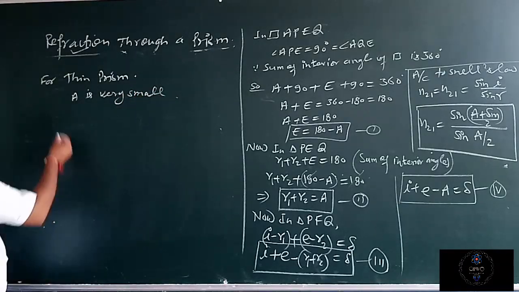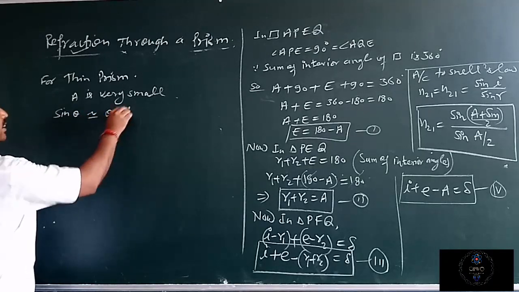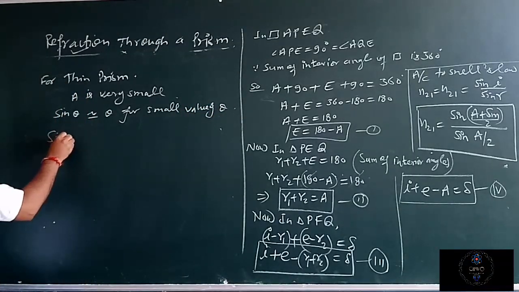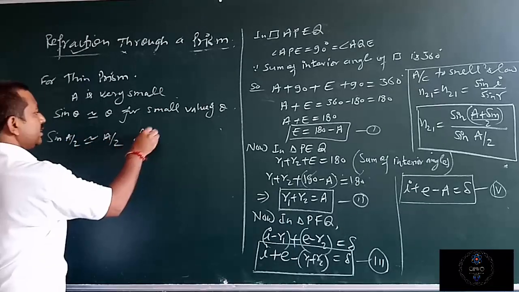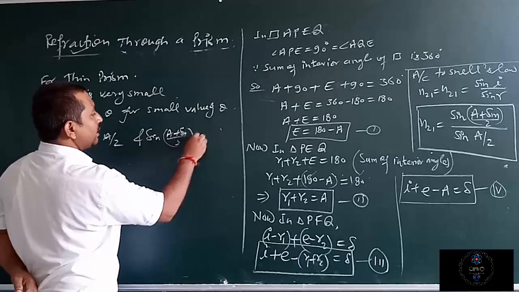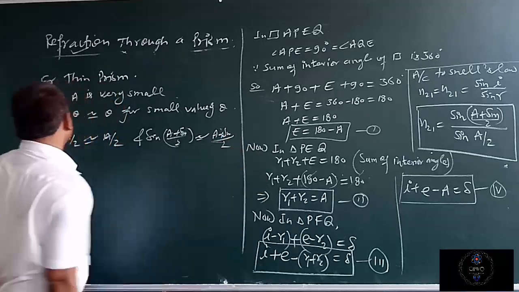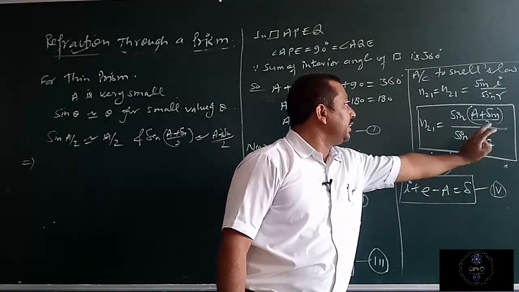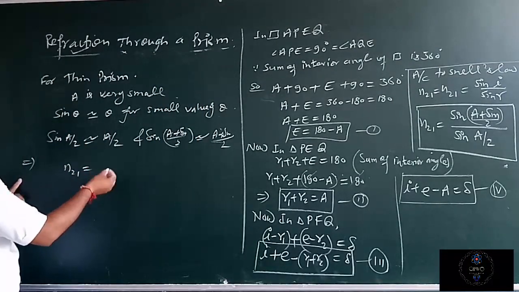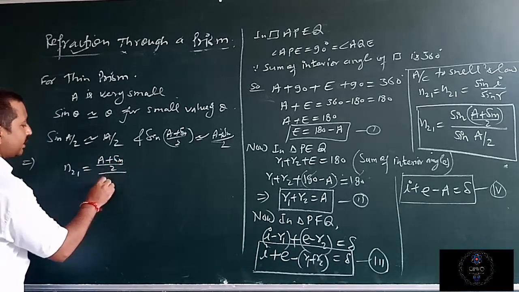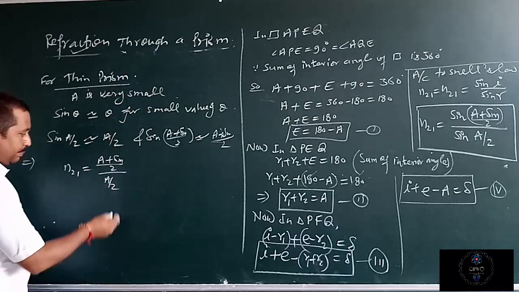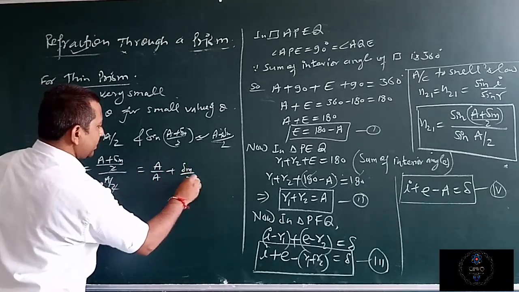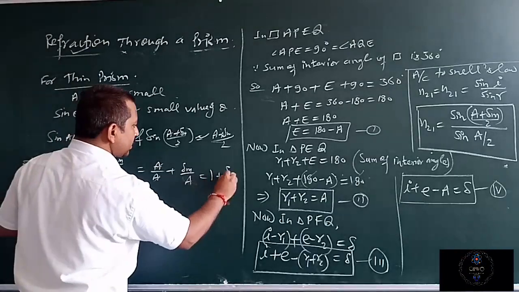For a small value of angle, sine of theta is treated as theta. So sine of A by 2 will be equal to A by 2, and sine of A plus delta m by 2 will also be treated as A plus delta m by 2. So n21 is equal to A plus delta m by 2 whole divided by A by 2. This is for thin prism. 2 and 2 will cancel each other. Here A by A plus delta m by A, that is 1 plus delta m by A.